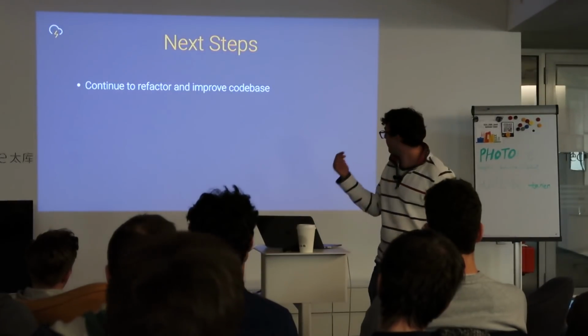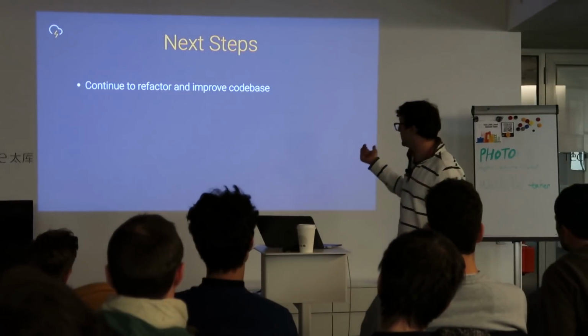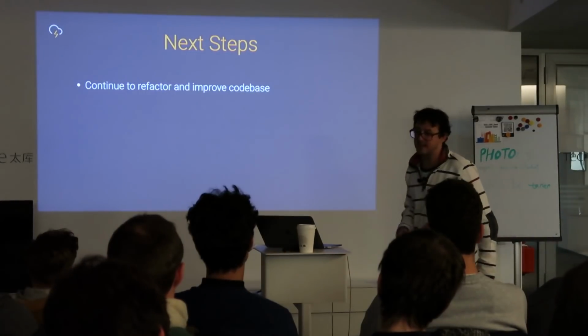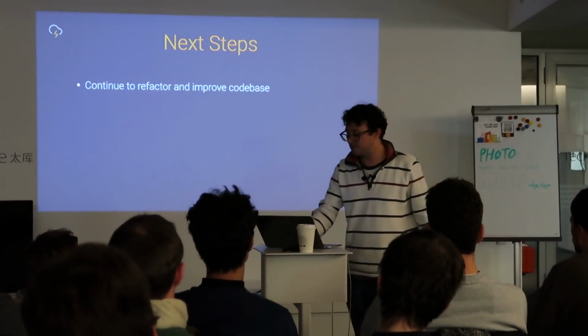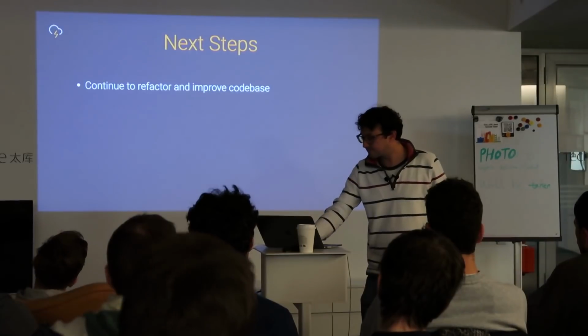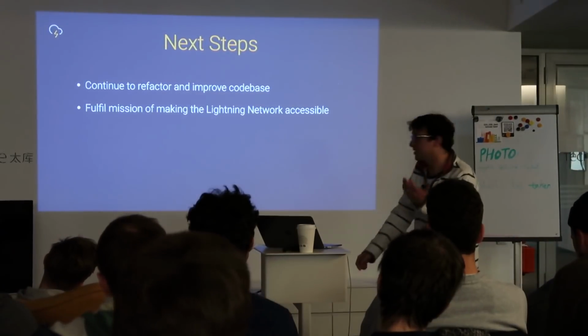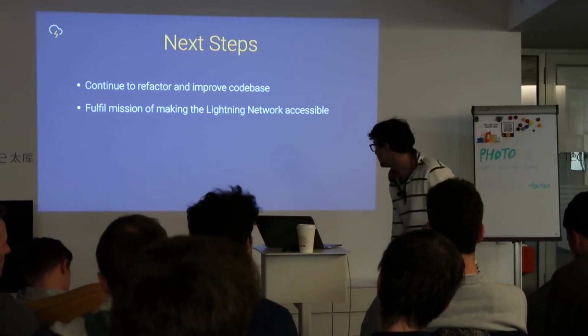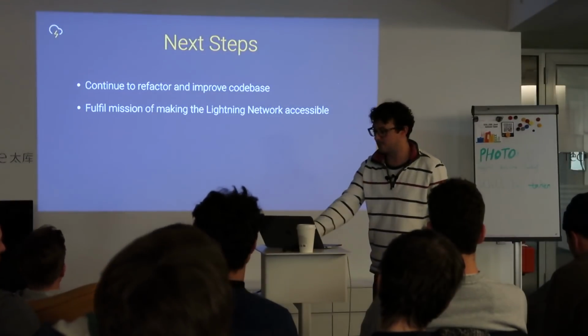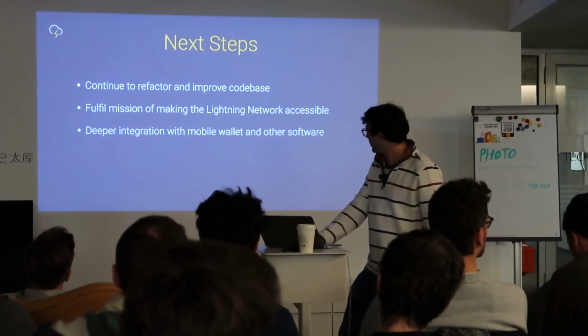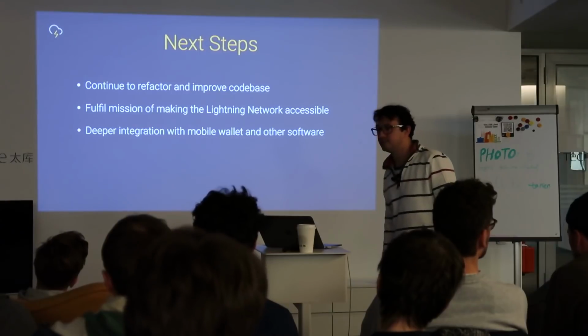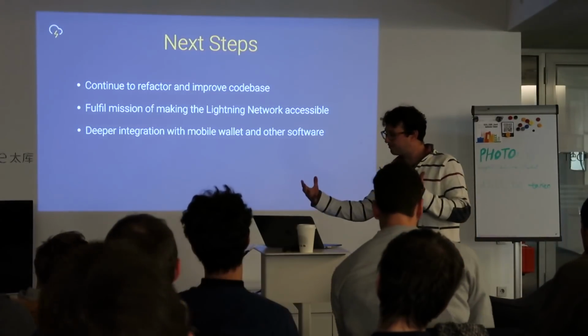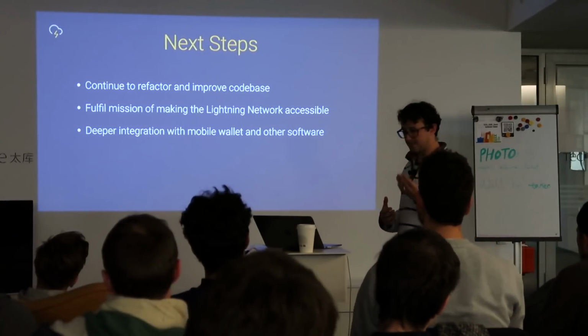So just to wrap up, some of the next things we're going to do with Zap: we're just going to keep refactoring, keep improving the code base, improving the UI. And we're going to try and fulfill the mission that Jack set out to do, which is to make the Lightning Network accessible to people. We'd like to do some sort of deeper integration with our mobile wallet, for example, or with some of these hardware nodes.